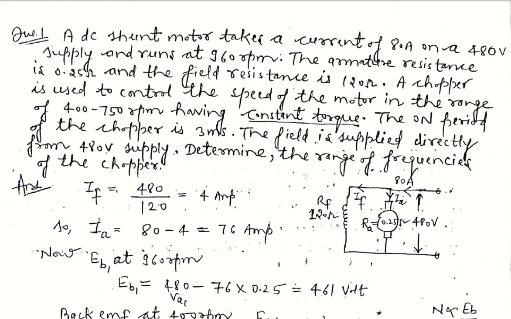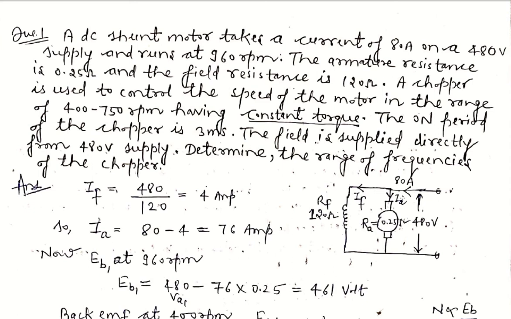First of all, we see some of the parameters given in this problem statement. The input current is 80 amperes, 480 volt is the input supply, and initially the motor runs at 960 rpm. The armature resistance is 0.25 ohm and the field resistance is 120 ohms. The field current flowing in the field resistance we calculate using the 480 volt supply, since it is in parallel. So IF is 480 divided by 120, so 4 amperes current is flowing through the field resistance, and the input current is 80 amperes.